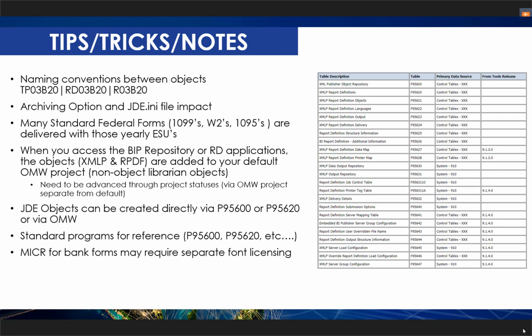The JD Edwards objects can be created via P95600 and P95620. Just become familiar with those programs. I list off to the right there all of the files that are impacted with the embedded BI Publisher for reference. Become familiar with that. That helps. And again, anything that you create in the BI Publisher repository or the report definition applications, those objects are added to your default OMW project. They're non-object librarian objects, so you need to move those over into a regular OMW project and advance them through that life cycle.